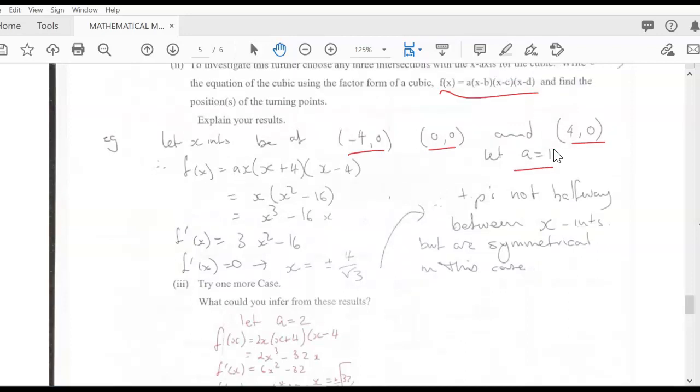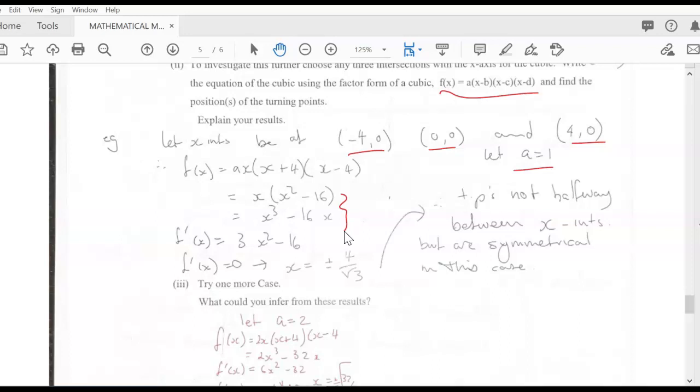All right, so when we substitute them into the cubic, we get ax times (x plus 4) times (x minus 4). And when we factorize that, it becomes a difference of perfect squares. So (x plus 4)(x minus 4) factorizes to x squared minus 16, and then you get x cubed minus 16x. But all this you could do on your calculator anyway.